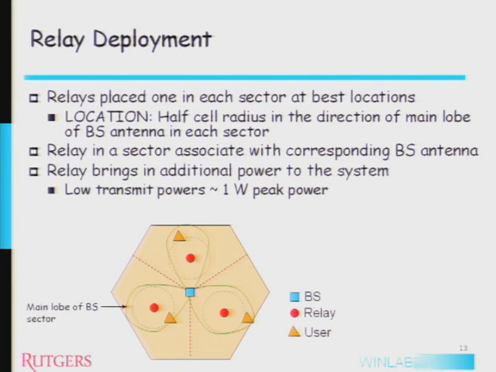Okay, so the relays are placed one in each sector at best known locations. The best is like we look at all possible locations. For example, I tried many places from the base to the edge, and I found that half the cell radius is a reasonably good location to place the relays, in the direction of the main lobe of the base station antenna in each sector. Every relay is placed in the same location relative to the base station. Yes. I'm not doing it based on the sample that you drew for the shadow field, for example.